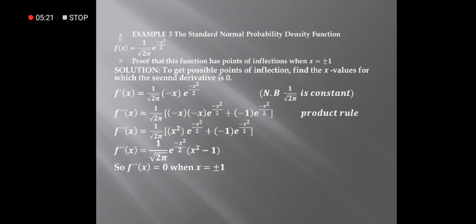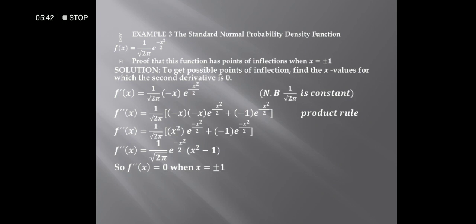So our first derivative will be equal to 1/√(2π) times negative x. Negative x is the first derivative of negative x²/2. Okay, so we'll get negative x times e^(−x²/2). Important to note here that 1/√(2π) is constant.